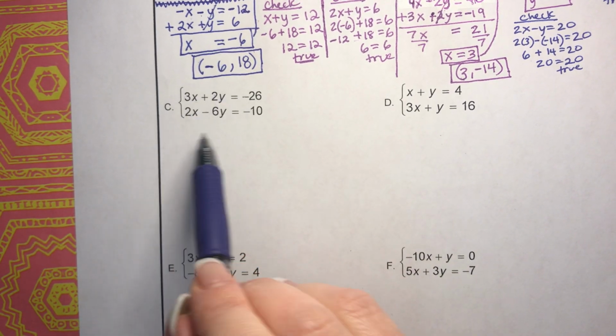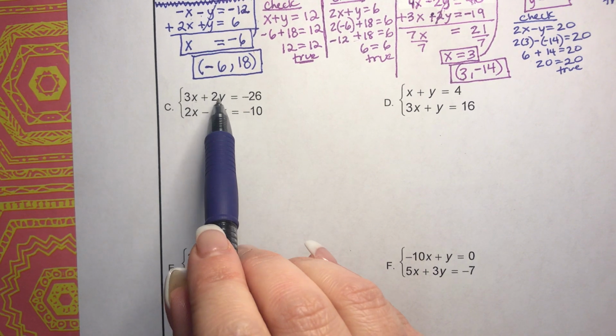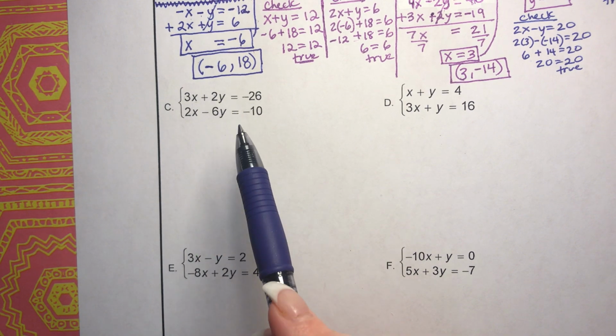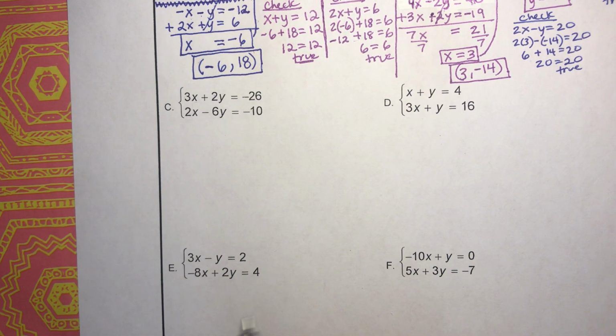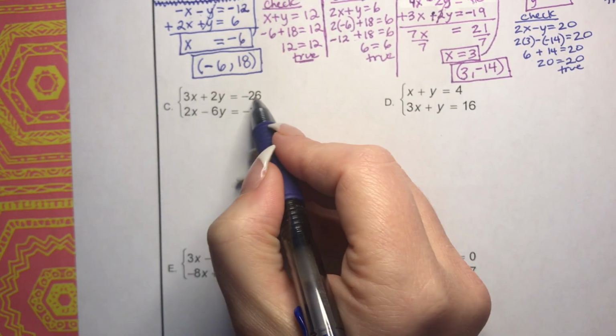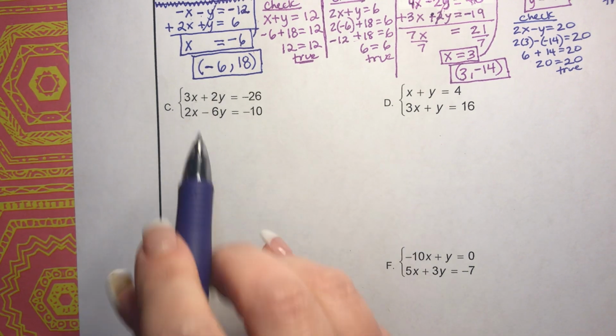Okay, so could we multiply one of these? I think I'm going to go with the y's. And could I multiply one of these equations by a number and get it to be the same number? And the answer is yes. I could multiply this top equation by 3, and then that would give me a positive 6.